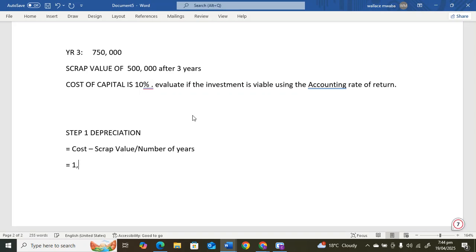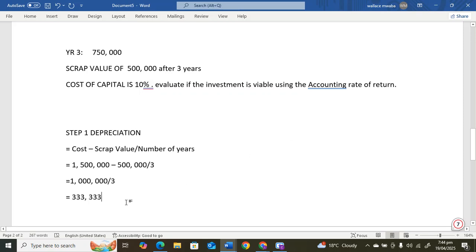So this machine costs 1.5 million. It's got a scrap value of 500,000. And it's got a lifespan of 3 years. So 1.5 million minus 500,000, we get 1 million. Then what is 1 million divided by 3? We'll just leave it like this, rounded off.